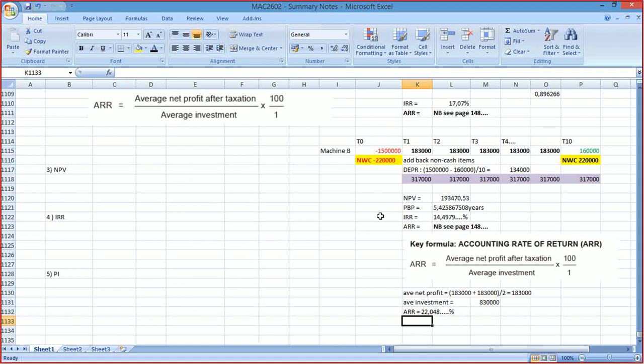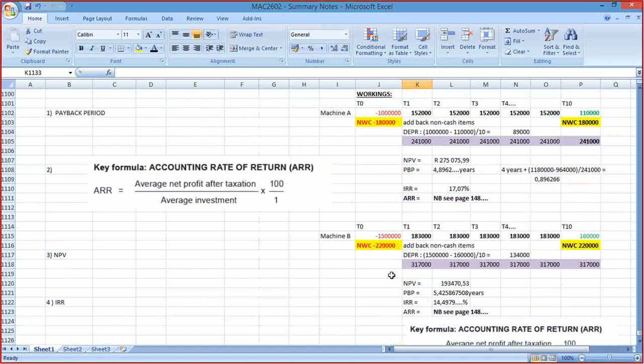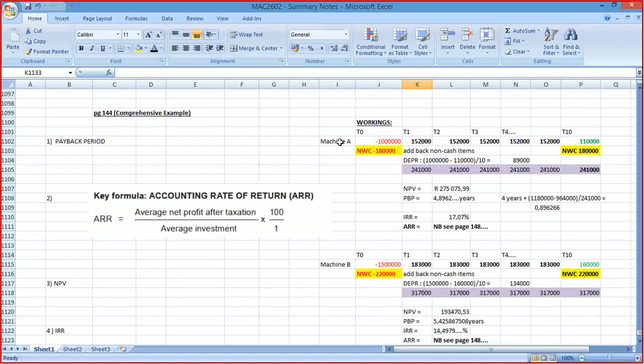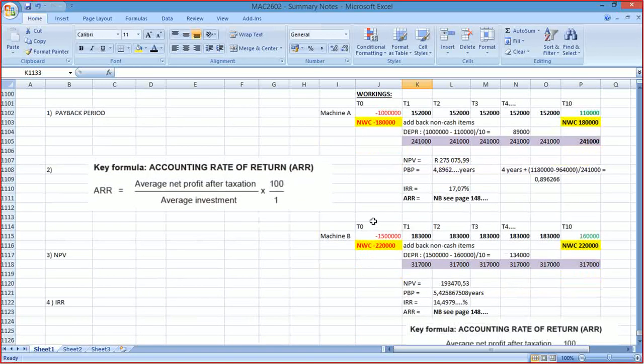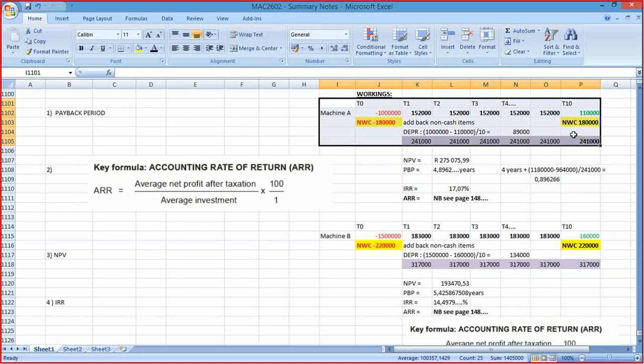Okay, and that covers this chapter. I like this example at the end of the textbook because it covered all of them. We've looked at machine A, we've looked at machine B. Biggest tip I can give you here is, as I said earlier, draw a timeline. If you put everything on the timeline, it's simple, it's easy, you can calculate stuff quite simply.